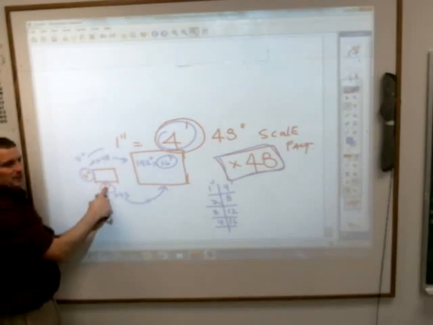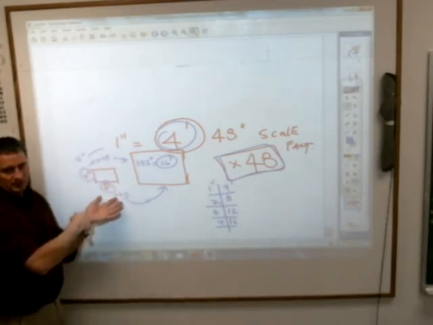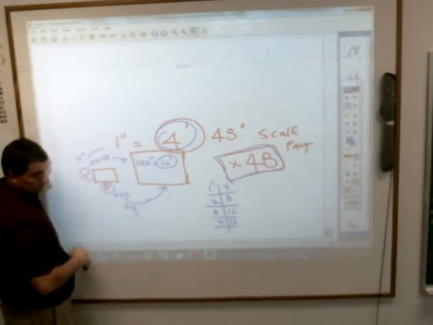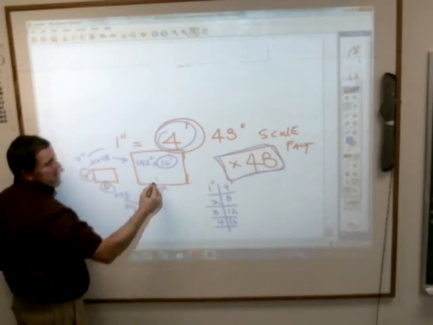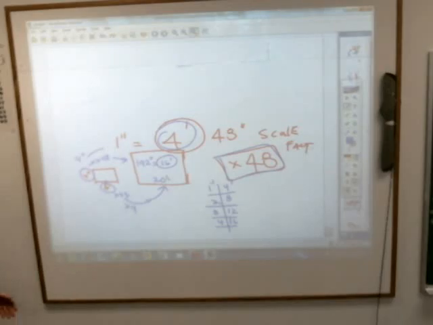Same thing with 5 feet. I don't have to multiply 5 by 48 and get 240 and then divide by 12 and get whatever. I can just take 5 feet, multiply it by 4, and get how many feet? This is going to be a 20-foot building, because you're just doing something and then undoing it.